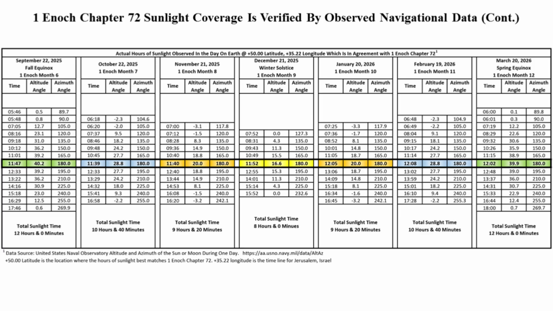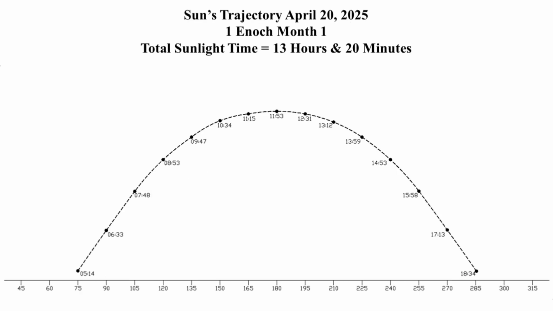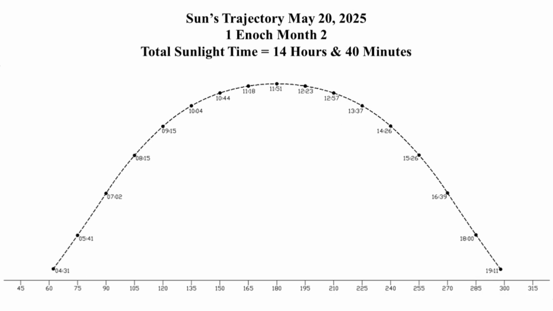will be presented next. Sun's trajectory, March 20, 2025, spring equinox, 1st Enoch, month 12, total sunlight time, 12 hours and 0 minutes. Sun's trajectory, April 20, 2025, 1st Enoch, month 1, total sunlight time, 13 hours and 20 minutes. Sun's trajectory, May 20, 2025, 1st Enoch, month 2, total sunlight time, 14 hours and 40 minutes.